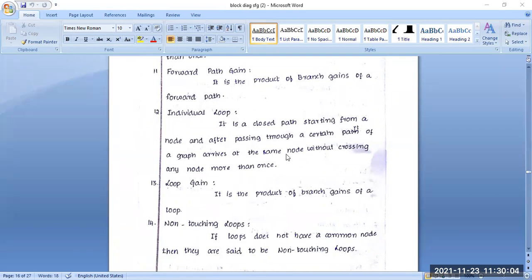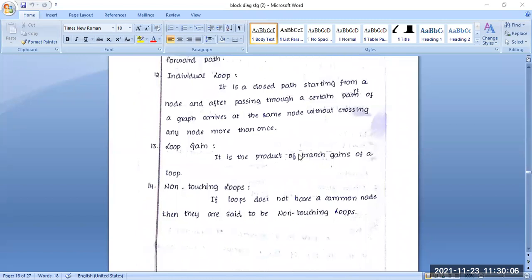Okay, next, what is loop gain? It is the same thing. It is the product of branch gains of a loop. That means the product terms or gain, it is also present in this path gain. This loop gain is called the loop gain. That is, it is a product of branch gains of a particular loop.